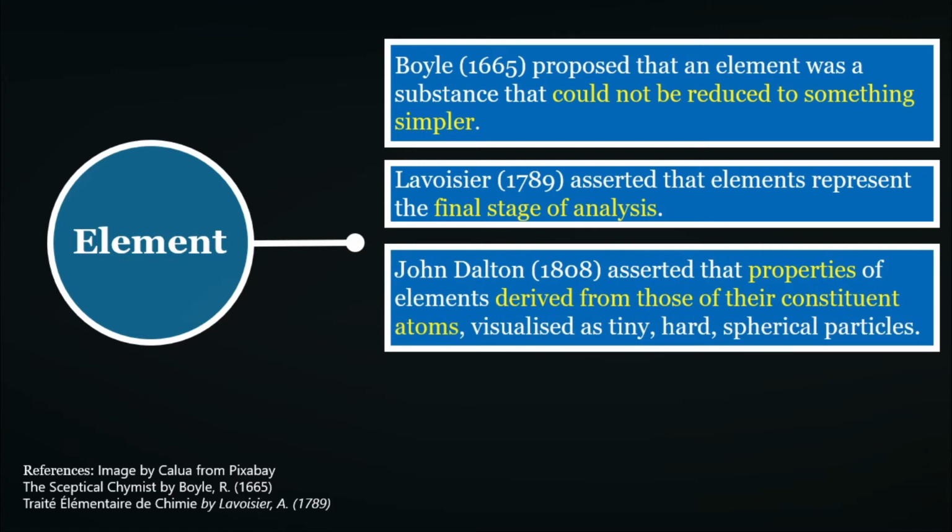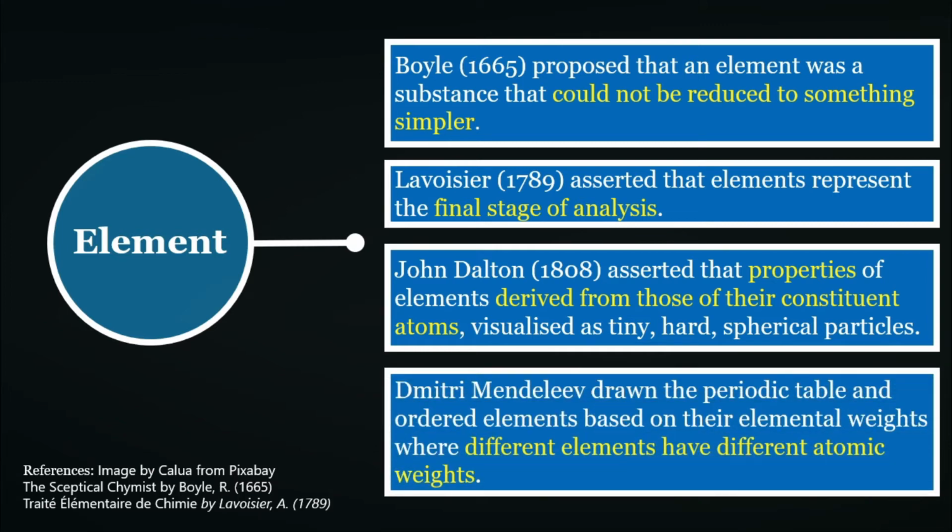John Dalton brought something more fundamental to Lavoisier's definition when he asserted in 1808 that the specific properties of elements are derived from those of their constituent atoms. This is connected to what we established a while ago: the outermost orbit, atomic structure, electrical property. In other words, the electrical property of a material is derived from the structure of the constituent atom. And in Mendeleev's time, the periodic table is drawn, which arranges these elements according to their unique elemental weights.